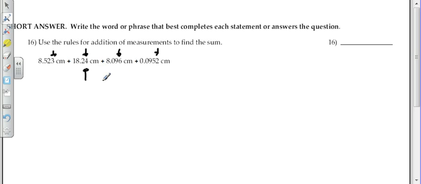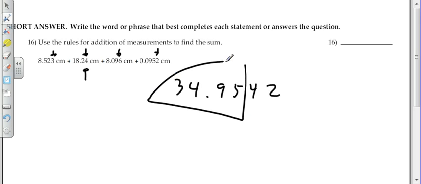All right, now I take up my calculator, it's not on. 8.523 plus 18.24 plus 9.096 plus 0.0952, and I end up with 34.9542, but I can only be as accurate as my hundredths place, 34.95. Okay, good.